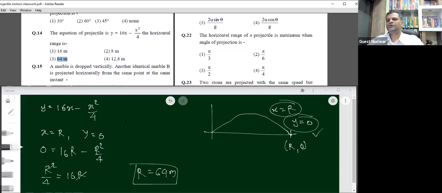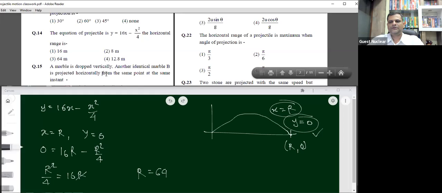अथर्व वो फॉर्मूला उल्टा है. R max is equal to 4 times H max होता है. Yes, we can also use that. Whenever theta is equal to 45, we can use that formula, that is R max is equal to 4 times H max. No problem. Okay, so this is 64 meter obtained here.